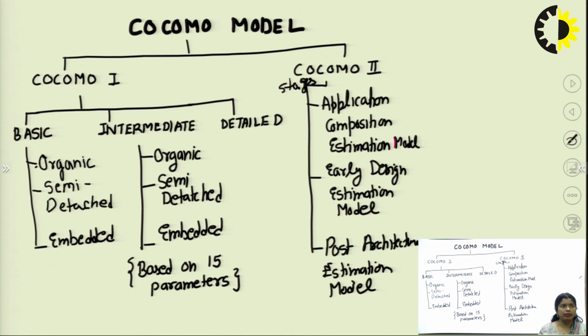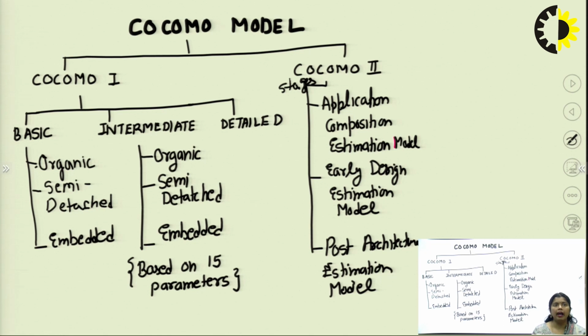In the intermediate model of COCOMO 1, there are again the organic, semi-detached and embedded models, but because the basic model gives only a rough sketch of the effort and time cost, the intermediate model takes some other predictive parameters. These 15 predictive parameters are taken, including the features used in the basic model. The detailed model has 6 phases. According to these different phases, we calculate the effort and time.